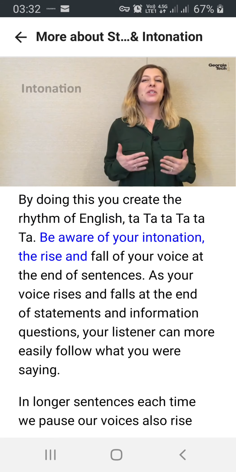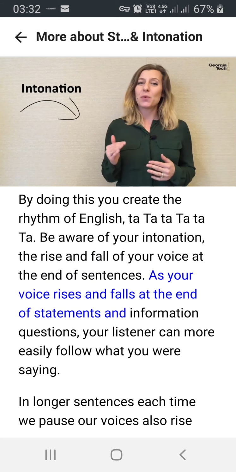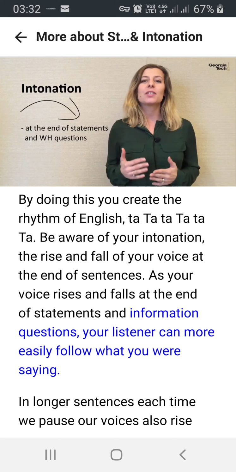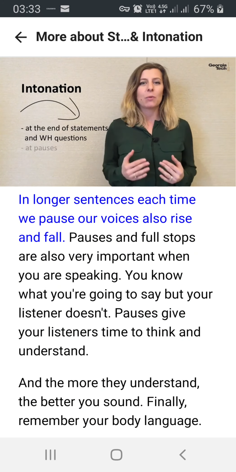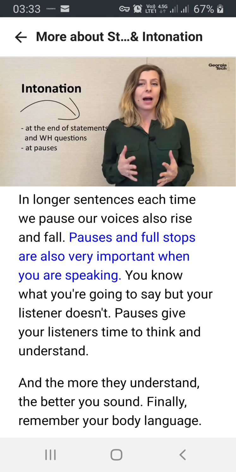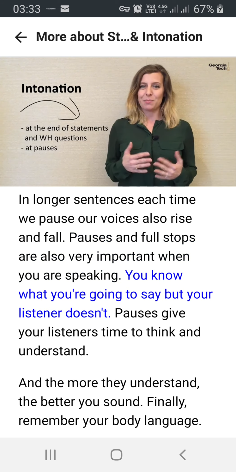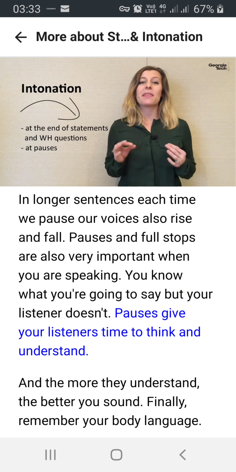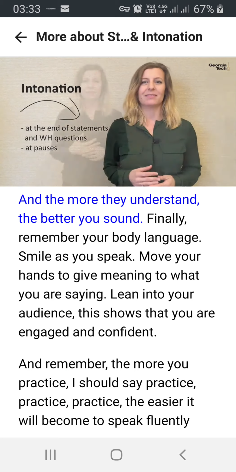Be aware of your intonation, the rise and fall of your voice at the end of sentences. As your voice rises and falls at the end of statements and information questions, your listener can more easily follow what you are saying. In longer sentences, each time we pause, our voices also rise and fall. Pauses and full stops are also very important when you are speaking. You know what you're going to say, but your listener doesn't. Pauses give your listeners time to think and understand. And the more they understand, the better you sound.